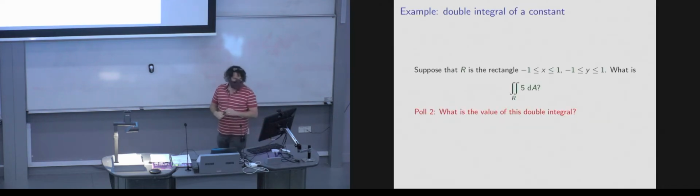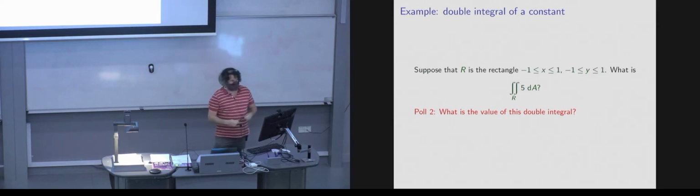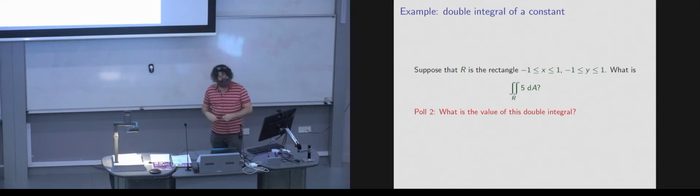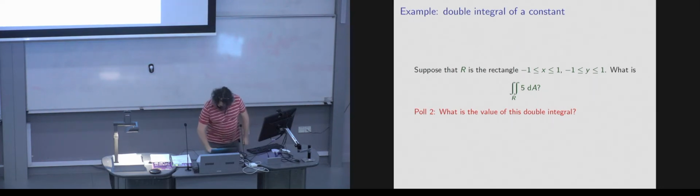So let's look at an example, a simple example of a double integral. So suppose R is this rectangle for x is between negative 1 and 1, and y is between negative 1 and 1. Actually, it's a square. What is the double integral over that rectangle of this constant function 5? So there's a poll, which you should see, and select what you want to put.